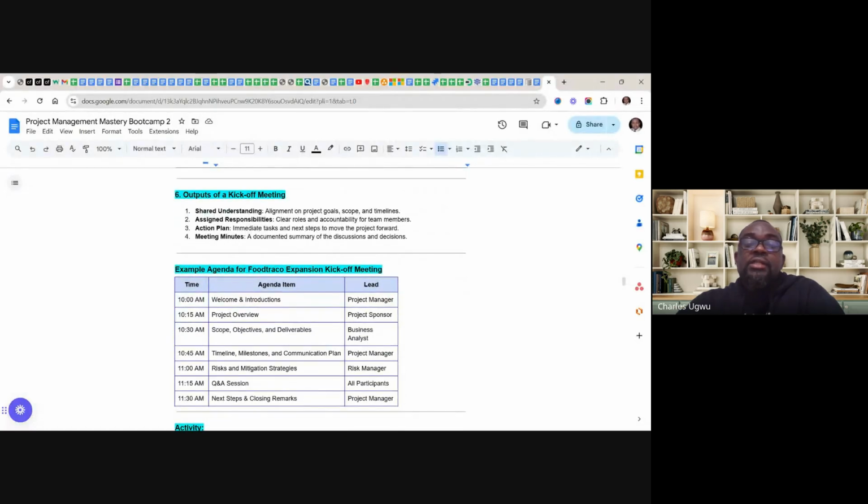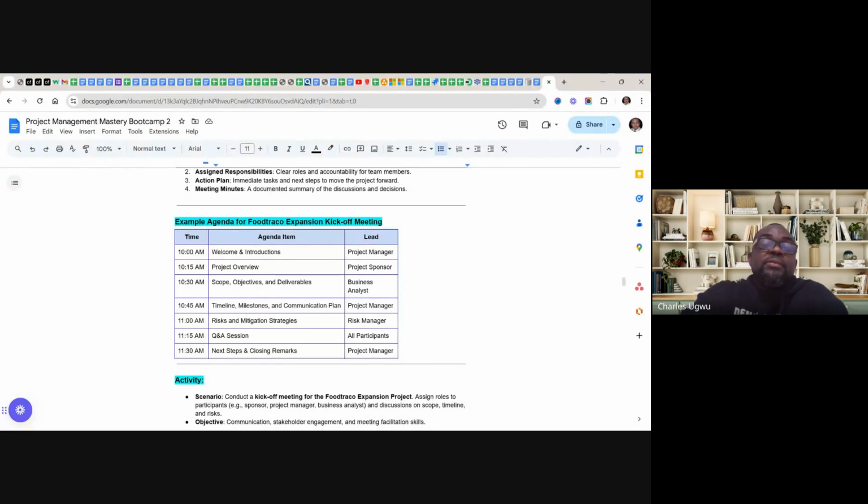So, for instance, if we're using something like Futraco, you see here, if it's 10 a.m., we start with a welcome and introduction by the project manager, then the project overview by the project sponsor, project scope, objectives and deliverables by the business analyst, timeline, milestones and communication plan by the project manager, risk and risk mitigation by the risk manager, question and answer with the participants, then next steps and closing remarks by the project manager.